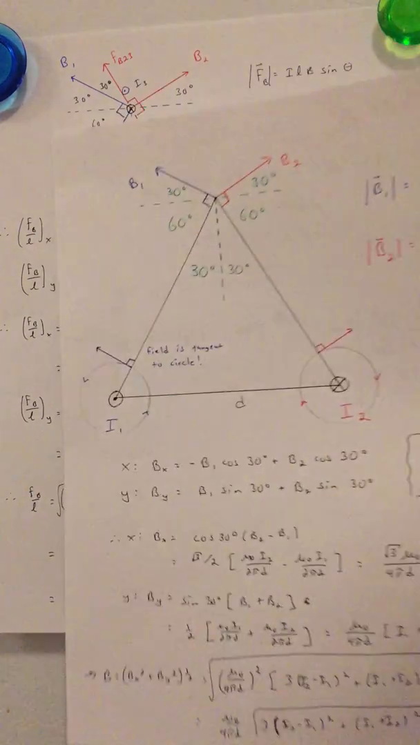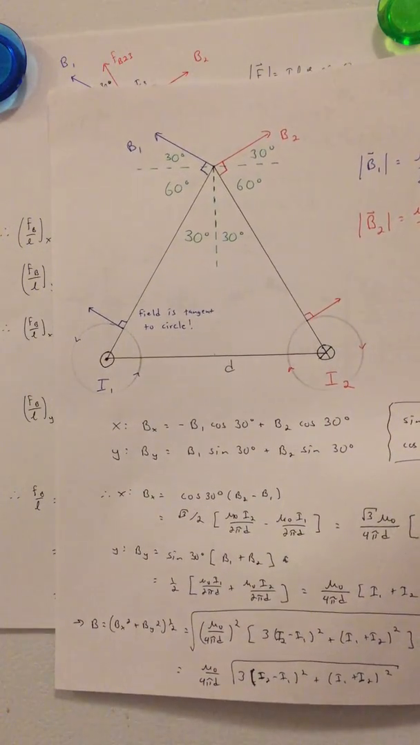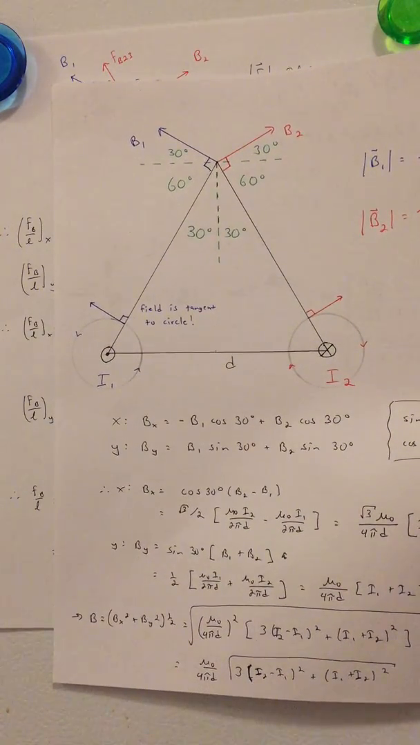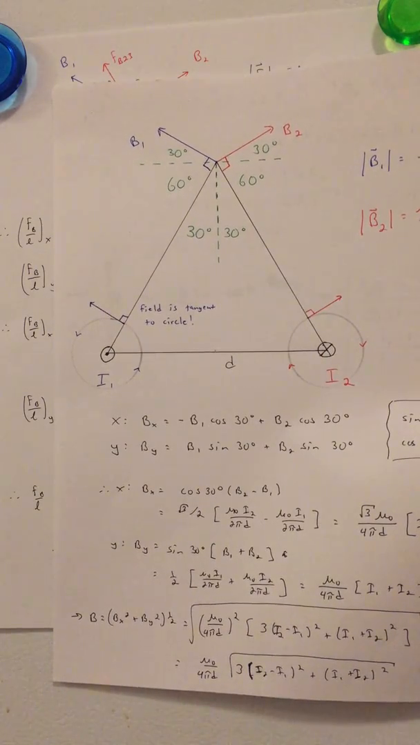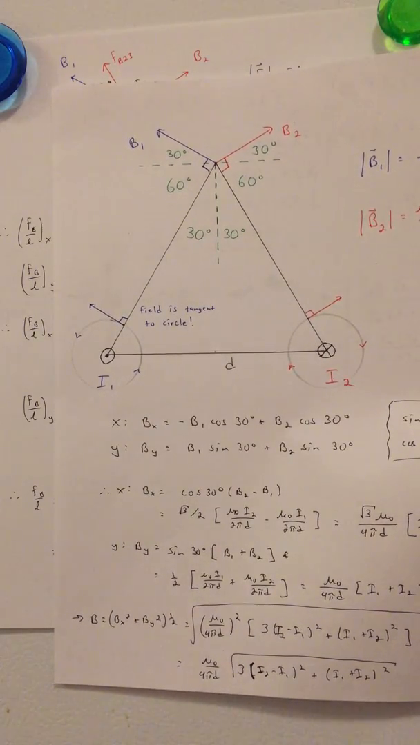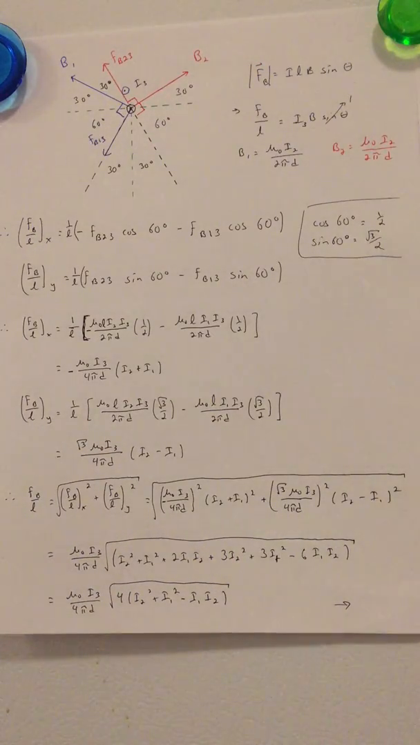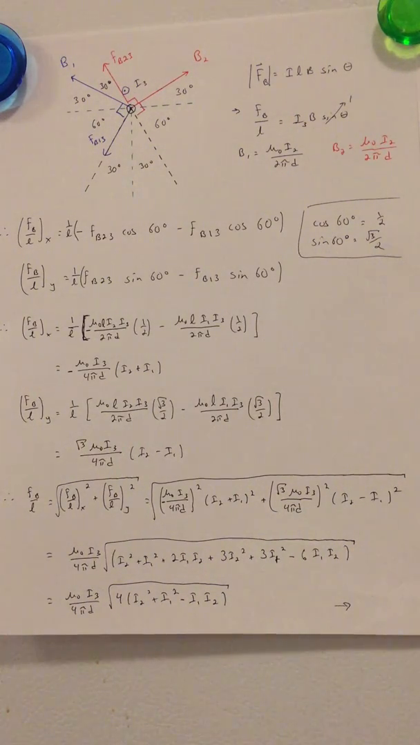Here's the original problem. We have two currents sitting at vertices of an equilateral triangle, and we found the magnetic field at the third vertex. Now what we've done is we've placed another current at that vertex, and we're asking ourselves, what is the magnetic force that is being experienced by this third current?